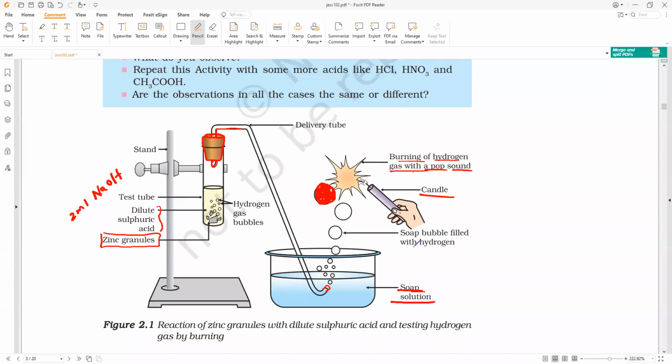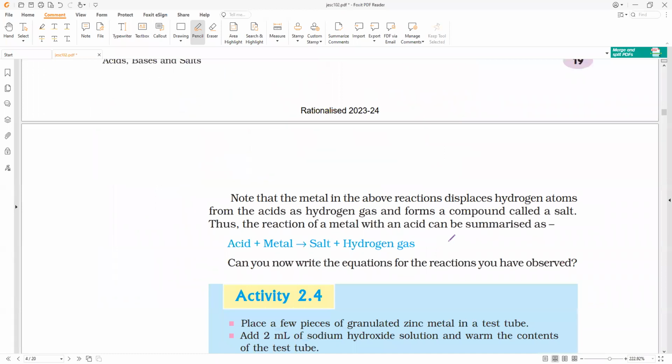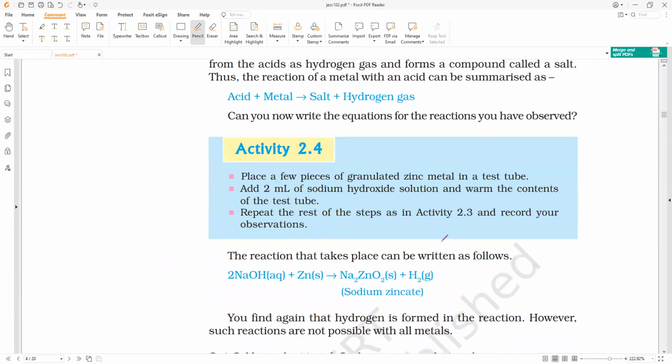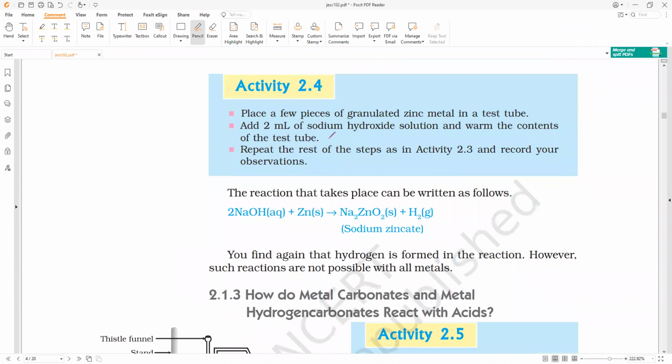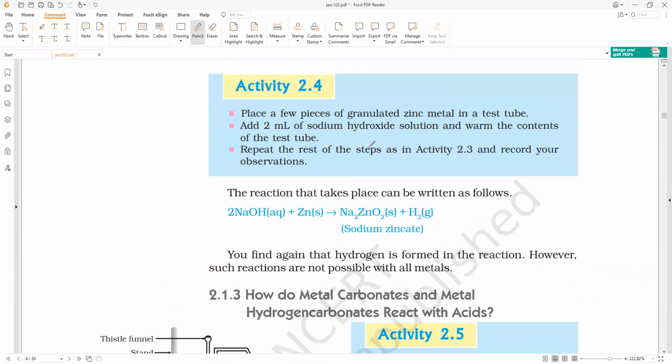This activity nowhere will be asked, but you have to remember. The soap bubbles filled with hydrogen gas will burn with a pop sound. That is what you have to remember. Here they have given the steps, but there is no diagram, so exactly we have to take the same. We have to repeat the steps in activity 2.3 and record your observations. So we have to write it.